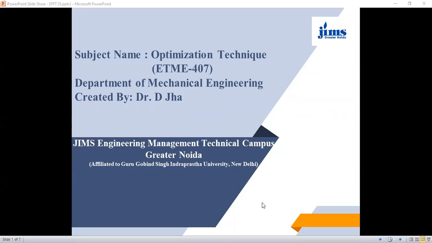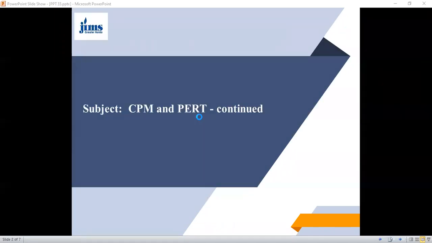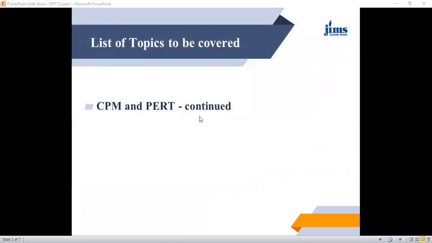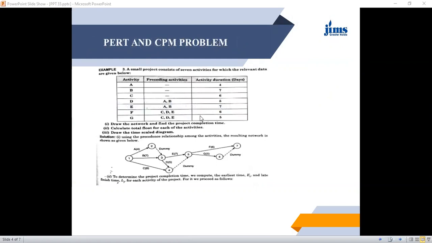In the last class, we understood the methodology for calculation of latest start, latest finish, earliest start and earliest finish times of various activities of a CPM network. And we also learned about the critical paths, critical activities and floats.